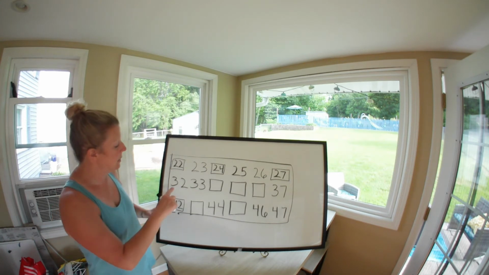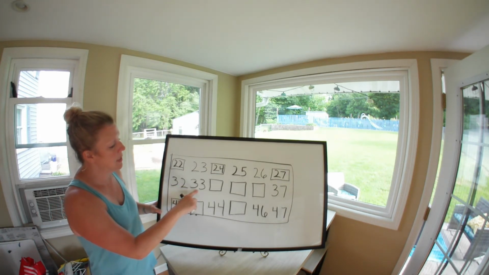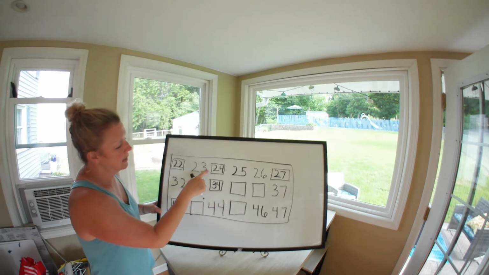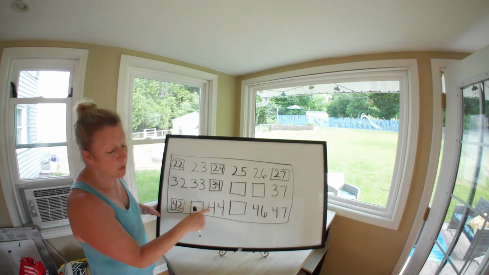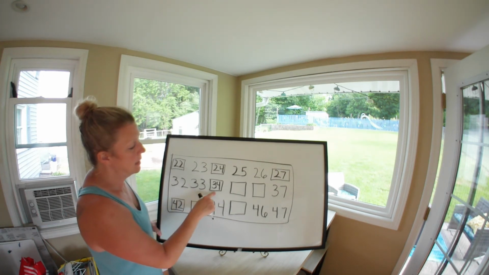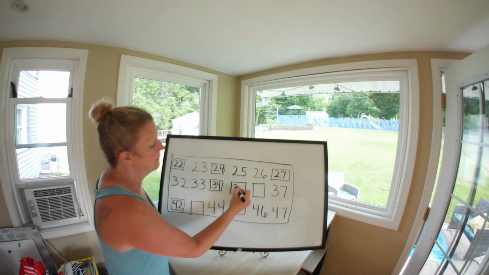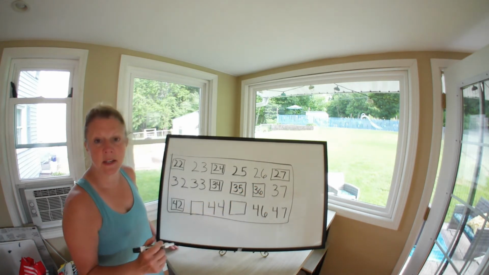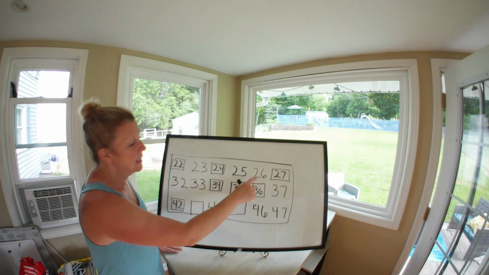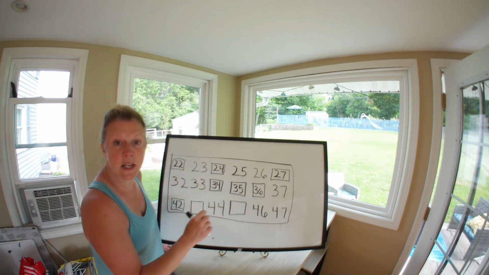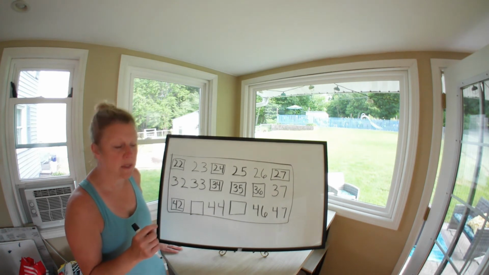It should, right? We have 32, 33, 34, and let's check it. 24, 34, 44. Does that make sense? Yep. So 33, 34, 35, 36. So what we did was we were able to go across. And now look at, we can check this one. 26, 36, 46. That seems to match.